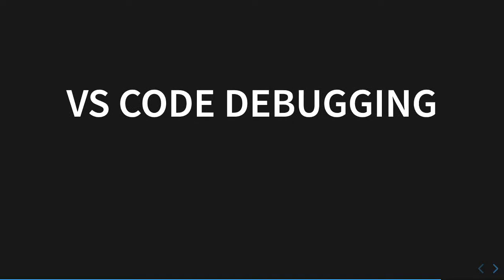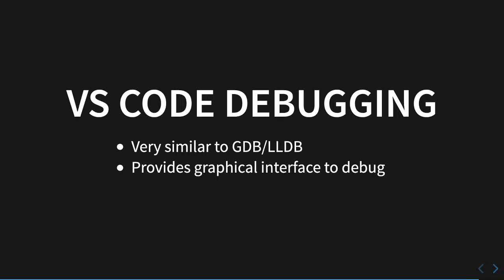So you can debug in Visual Studio Code. It's very similar to GDB and lldb because it's basically built off of those. By default, it uses those unless you installed a separate debugging package. And the nice thing about this is it provides a graphical setup, so you can see it and click buttons and stuff like that, unlike GDB, which would be command line based.